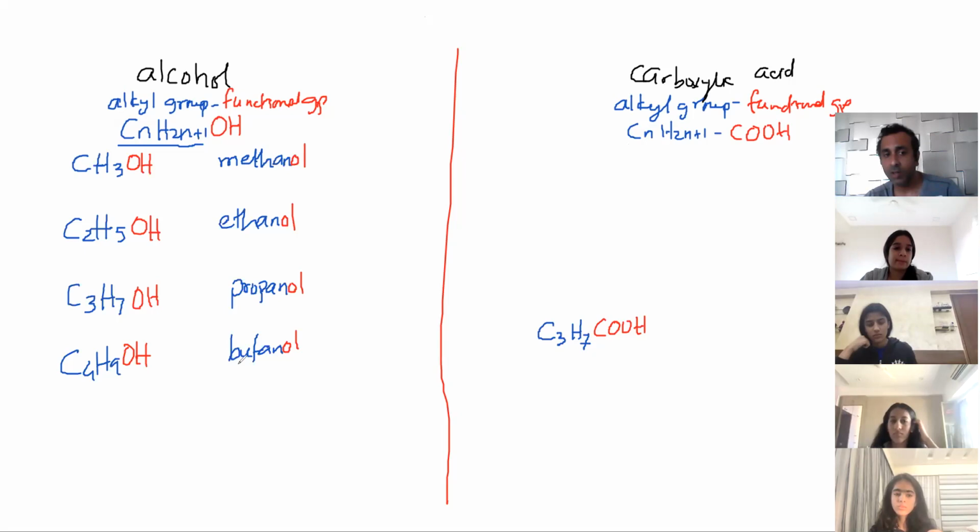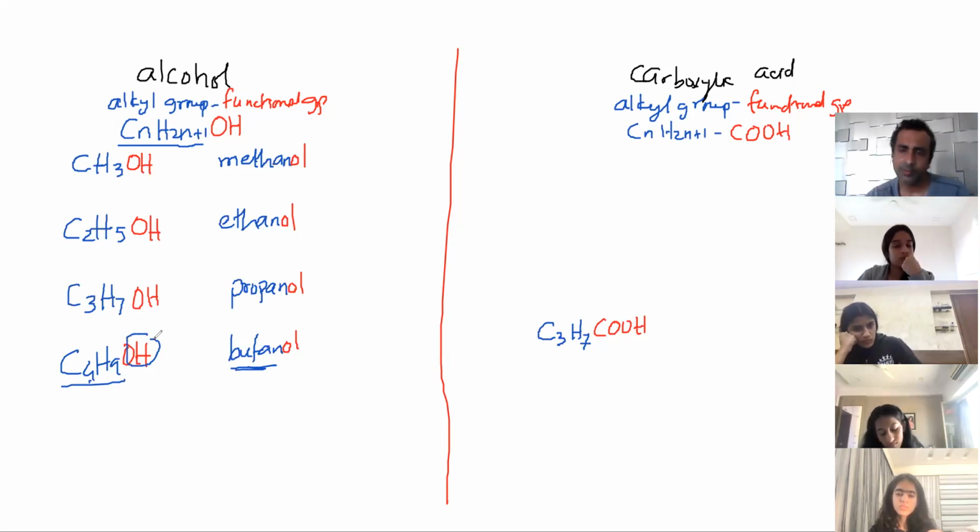See, in alcohol, when this is butanol, I wrote C4. Why did I write C4 here? Because the functional group does not have any carbon atoms in it. So all the carbon atoms will be in the alkyl group. In carboxylic acid, carbon atoms can be in both the alkyl group and the functional group: total 5, total 4, total 3, total 2, that way. So you need to take the total.